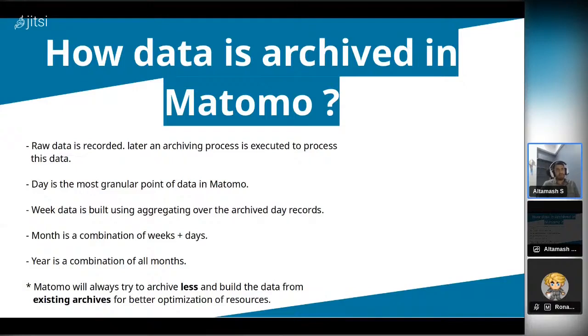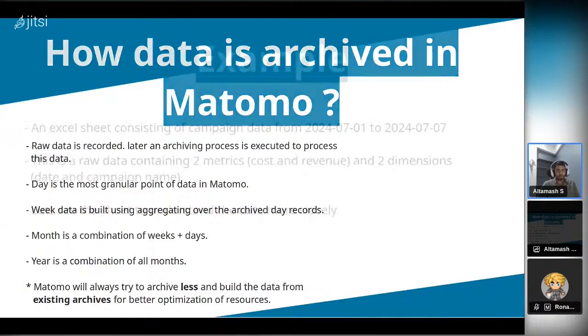For a week, we don't process from day 1 to 7. No, we don't do that. We build the data from the archive data. Similarly, a month is a combination of all the archived weeks plus archived days. That's your month aggregation. Similarly, a year is a combination of all the months, basically all the months' data which is archived. In this way, Matomo tries to run the archiving as little as possible and build the data using the existing archives.